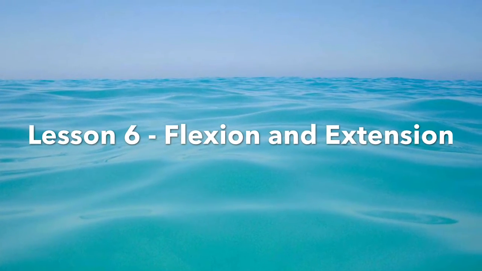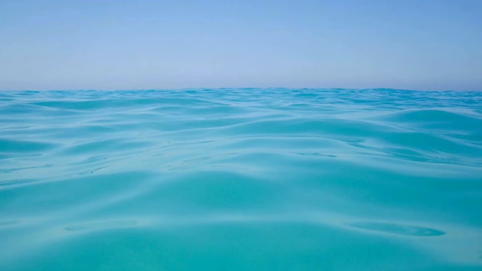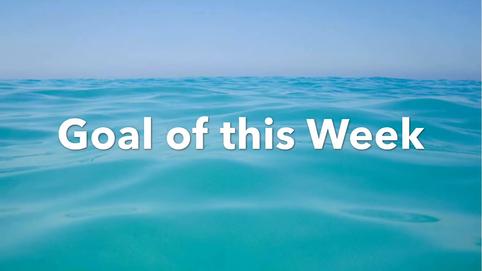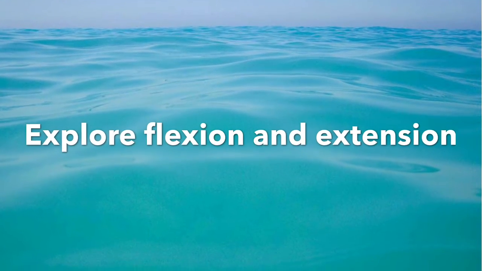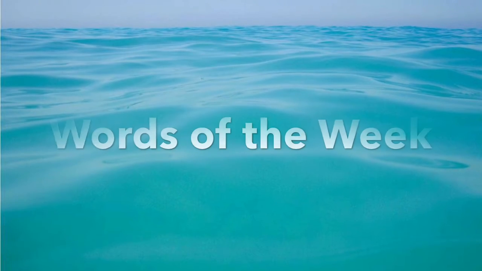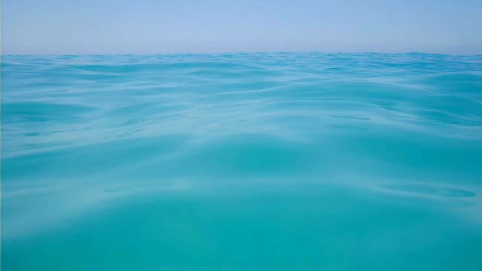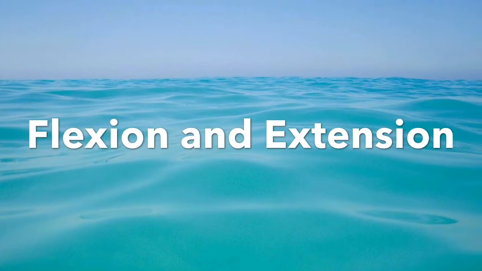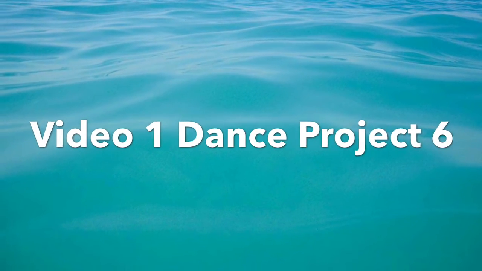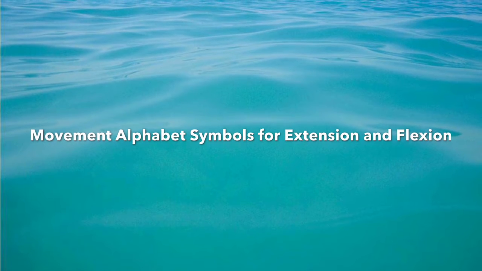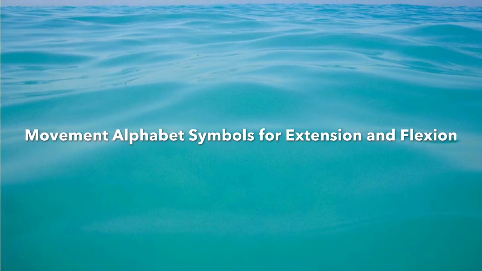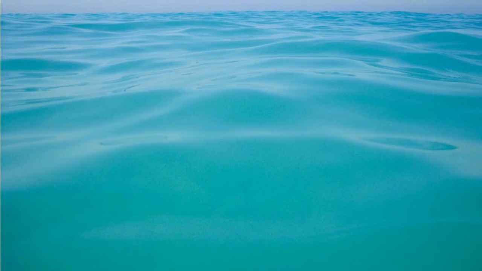This is lesson number 6, flexion and extension. The goal of this week is to explore two actions, flexion and extension. The words of the week are flexion and extension. This is video number 1 of dance project number 6. In this particular video, we are going to learn the movement alphabet symbols for extension and flexion.